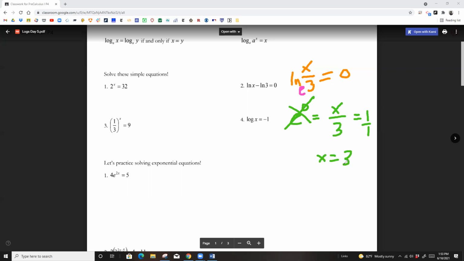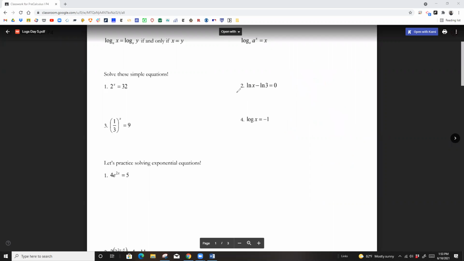If you plug that back in, that makes sense because it's the natural log of 3 minus the natural log of 3. It's the same thing minus itself, so that should equal 0. Number 3 is very similar to number 1. You can either put it into log form or think, well, 9 is equal to 3 squared.